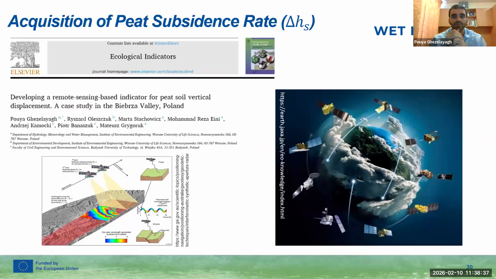First, for the peat subsidence rate, we developed a remote sensing-based indicator through which you can detect the vertical displacement of peatland areas. With this developed indicator, you would be able to detect the peat subsidence of your case study. So it is possible with this remote sensing based indicator to detect the subsidence rate.